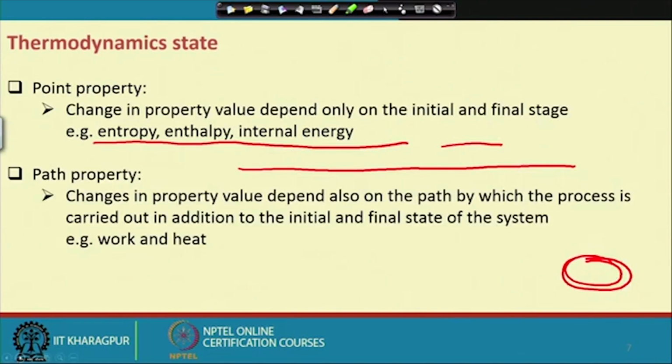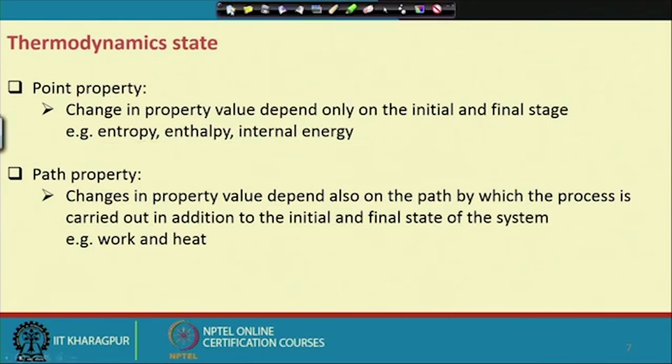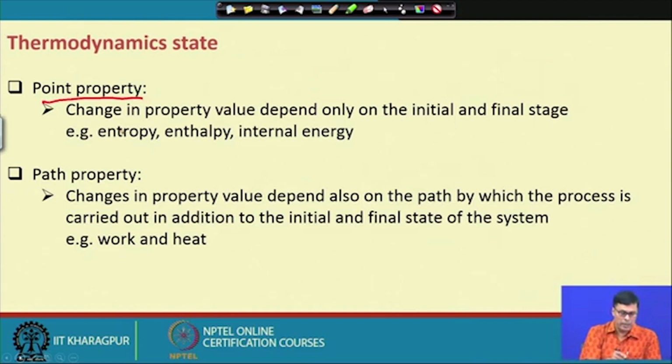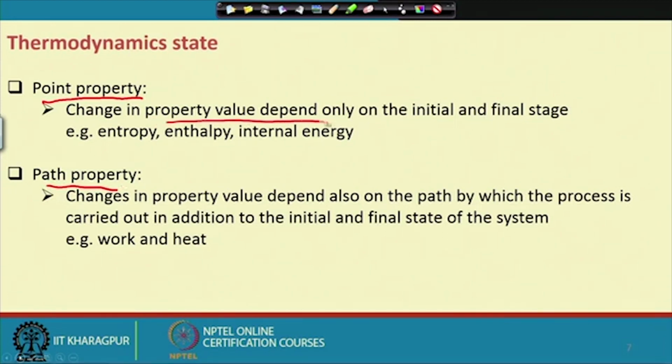Now, another very important term is what we call thermodynamic stress. Now, what do you mean by thermodynamic stress? We have two different properties. One is called point property, another is path property. Point property means one point, initial point and final point. The change of property value depends on the initial and final state.